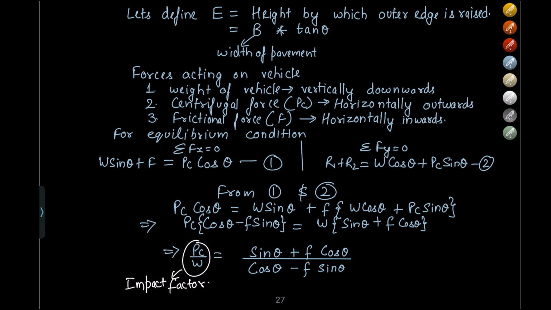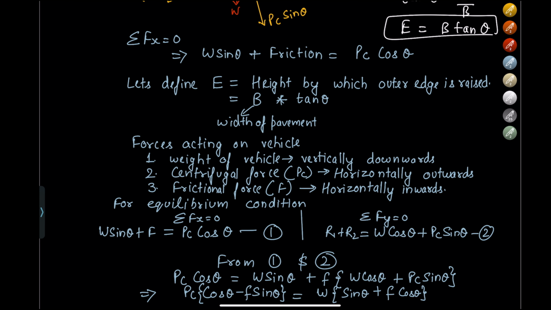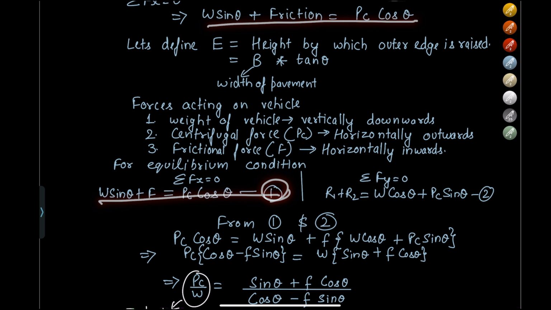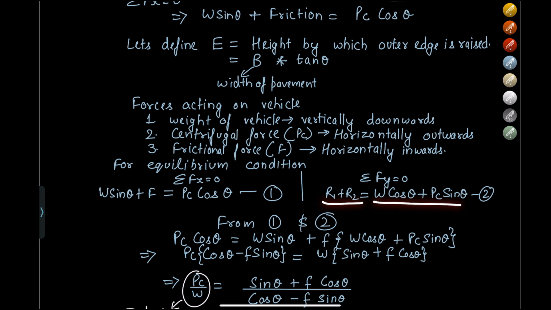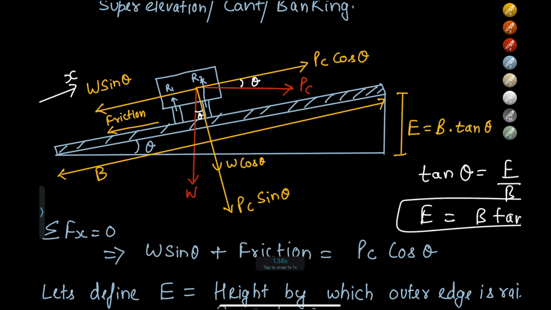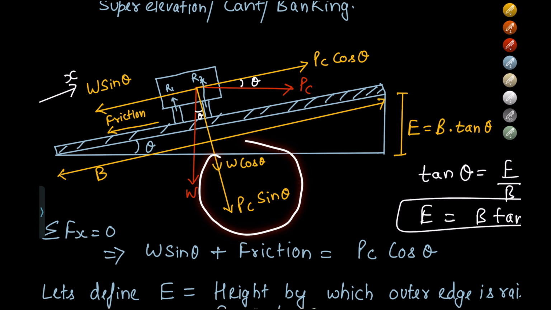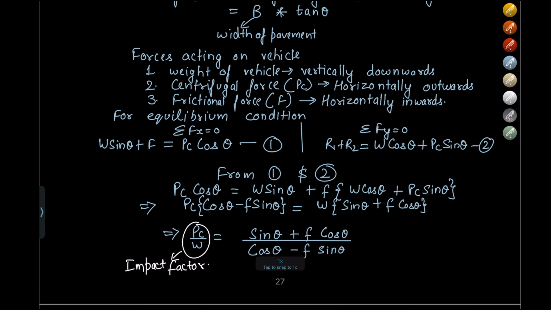So for equilibrium condition, summation of Fx should be 0. So W sin theta plus F would be equal to PC cos theta. Here also we have written that only. So this would be taken as equation 1. Next, R1 plus R2 would be equal to W cos theta plus P sin theta. R1 and R2 are the reaction forces exerted on the two tires, particularly due to the vertically downwards force acting, that is W cos theta as well as P sin theta. So R1 plus R2 would be equal to W cos theta plus P sin theta.